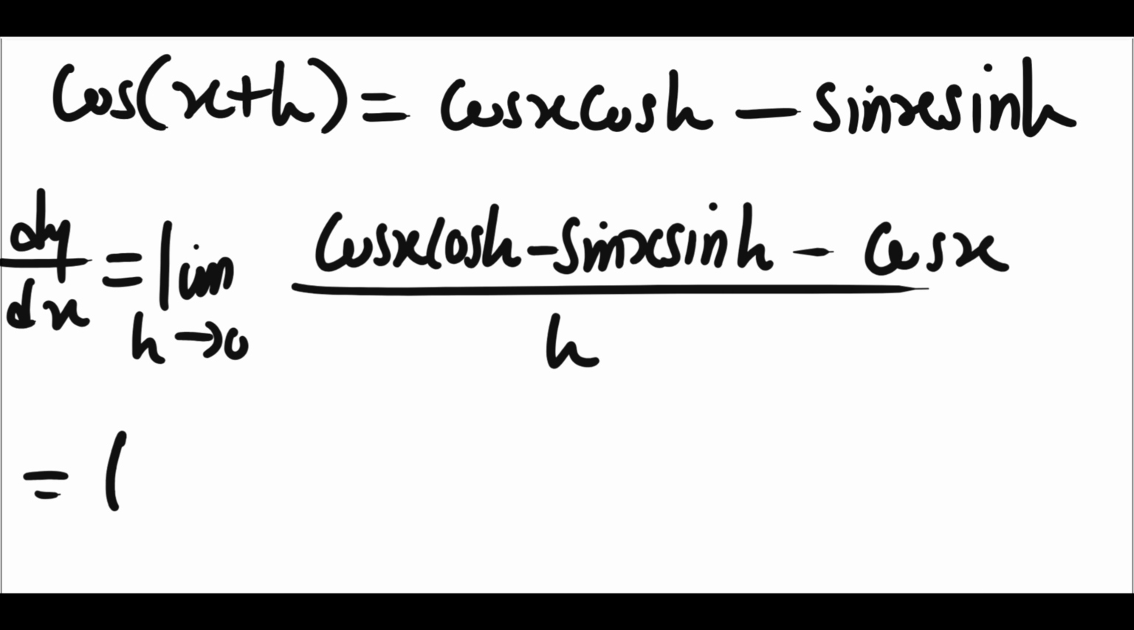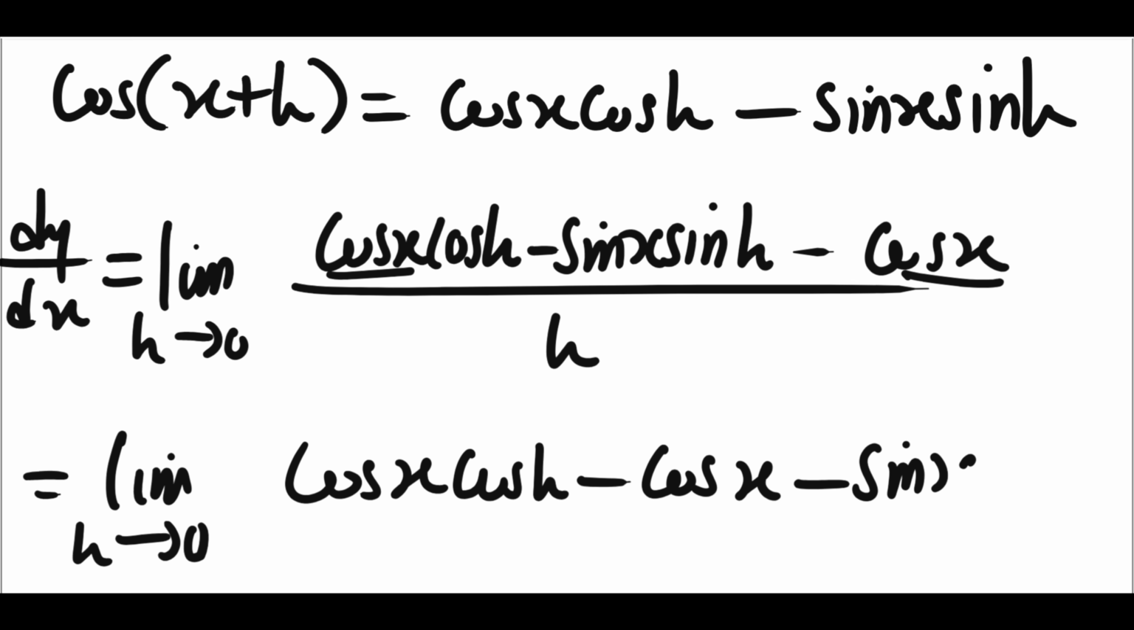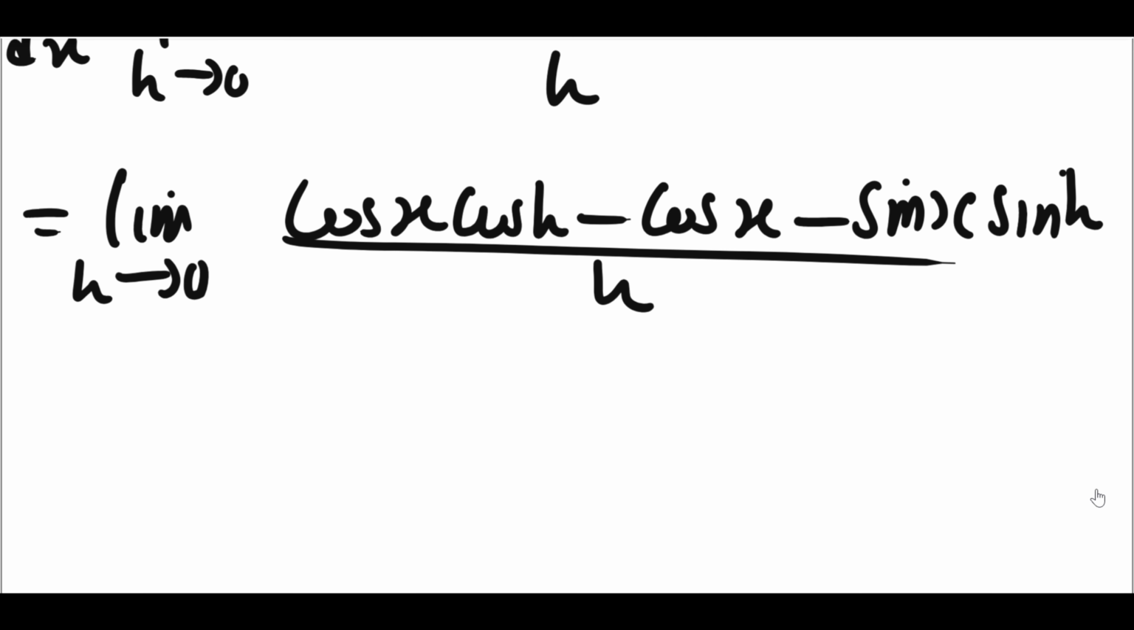So we now have our limit as h approaches 0. We see that we have cos x here, and we also have cos x here, so we can group like terms. We have cos x cos h − cos x, then we bring back the other term, which is minus sin x sin h, all divided by h. We can now factorize the common factor out, so we have cos x being common to these two terms.